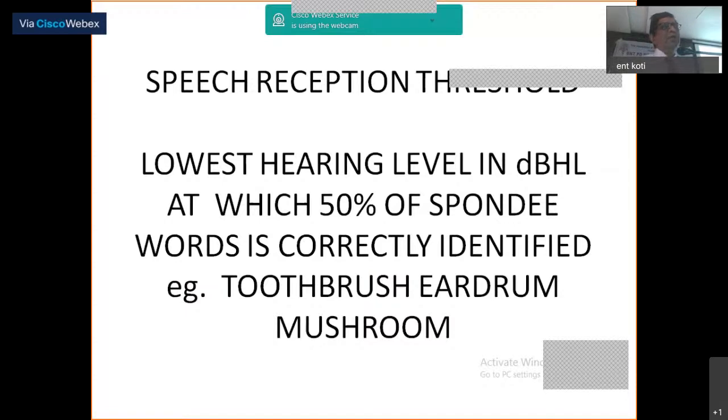So there are what are called spondee words. In that spondee word, there are two syllables. Like that, sounds are delivered through the speaker, and he has to repeat what he has heard. At one level, he repeats, then the sound is decreased. If he cannot repeat, again it is raised. That is called the bracketing method.